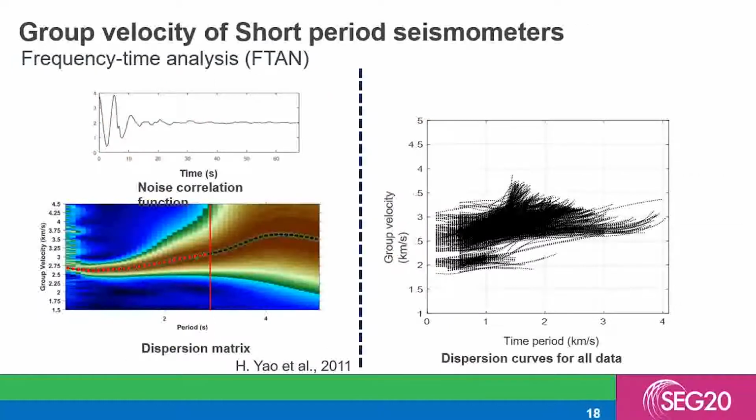Then we use the frequency time analysis technique to extract group velocity from the noise correlation function for each two station pairs. Basically, for each period of interest, we use a period-dependent window between certain group velocities to window the empirical Green's function in the time domain. Then the windowed empirical Green's function for that period of interest is narrow bandpass filtered, and we can get the dispersion matrix by picking up the maximum amplitude in this dispersion matrix. The group velocity from all the stations is like this. Those group velocity dispersion curves from the data will be used in the tomography in the next part.